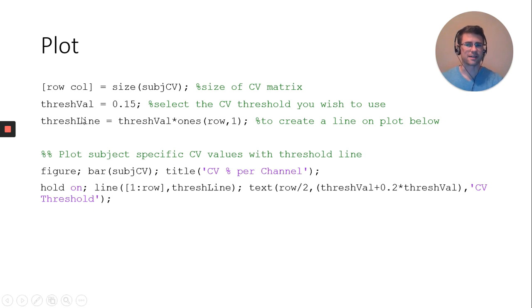In order to do that, we're going to select the rows and columns from this matrix, get the size of it. We're going to select a threshold. In this case, it's 15%, 0.15. Another standard a little bit more aggressive is 7.5%, 0.075. That's pretty aggressive. It may be overkill, but it's quite good as well. And then we're going to create a line that we're going to draw on a graph here. So here we just create a series of ones that will be multiplied by this value. And then we plot the figure below here.